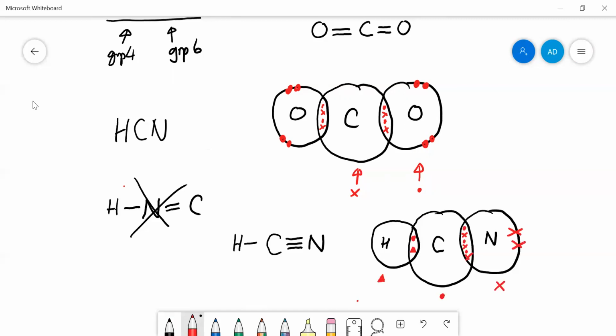Finally, step 5, we need to check that each one thinks it's got a full outer shell, and you can see that they would. 2 for the carbon there, and 6 there makes 8, and the nitrogen 6 there and 2 there make 8, full outer shell, and the hydrogen's got a full outer shell as well.